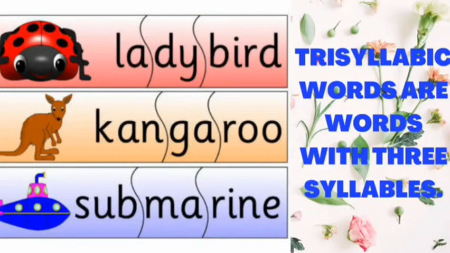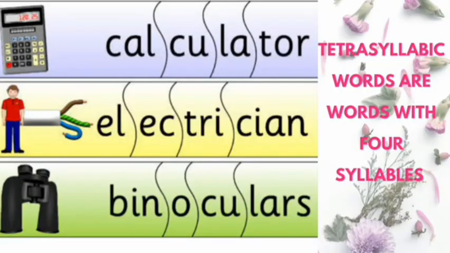Trisyllabic words. These are words with three syllables, from the word tri, which means three. Example, we have kangaroo. We also have ladybird, submarine. Each of these words has just three syllables. Next, we have tetrasyllabic words. These are words with four syllables. Examples include calculator, binoculars, and which other four-syllable words can you think of?